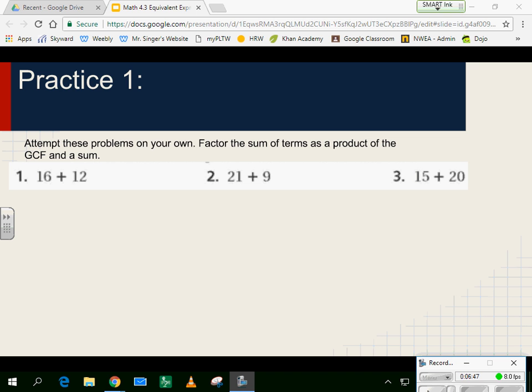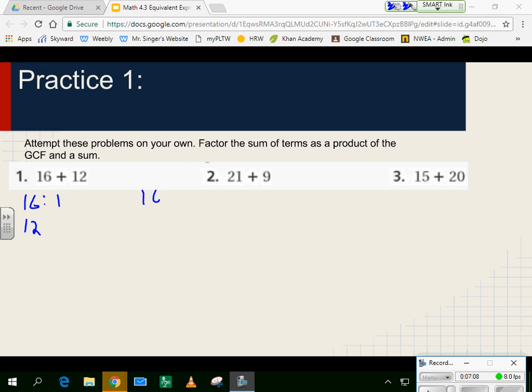All right. I'll do number 1 with you, and then you will do 2 and 3. But if you want to try all 3, pause the video now, do 1, then you can come back and see if you're doing it right before you do the 2 and 3 on your own. So the first thing we have to do is find the greatest common factor of 16 and 12. So I'm going to use the list method because they're small numbers.